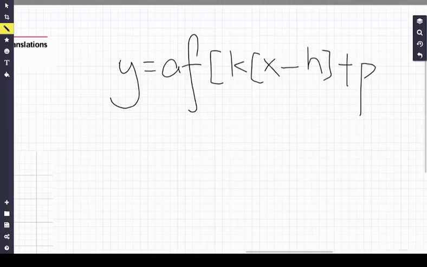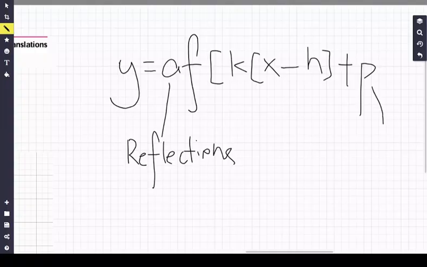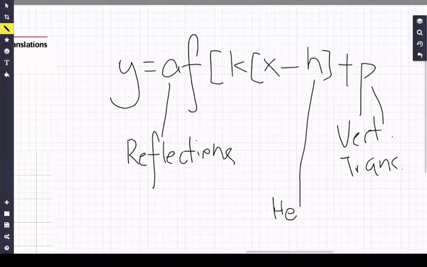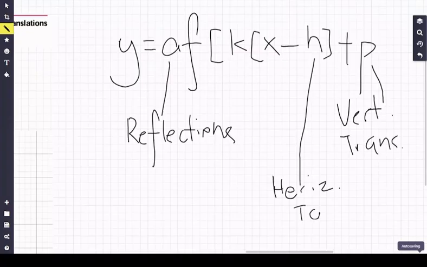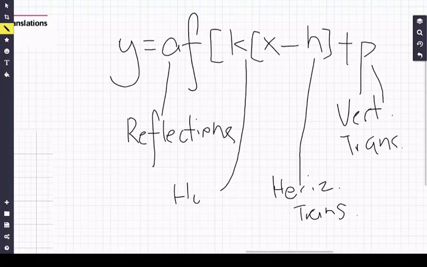So I use a, k, h, p, but some teachers might use different ones. Textbooks might use different ones. So this is a vertical flip. This is flipping, or if you want to use better language, this is reflections. And this is what we just learned: vertical translation. And right here, we have the h. This is the horizontal translation. And over here, this is our horizontal stretch.